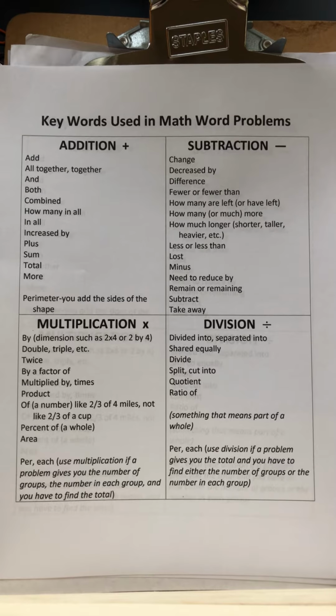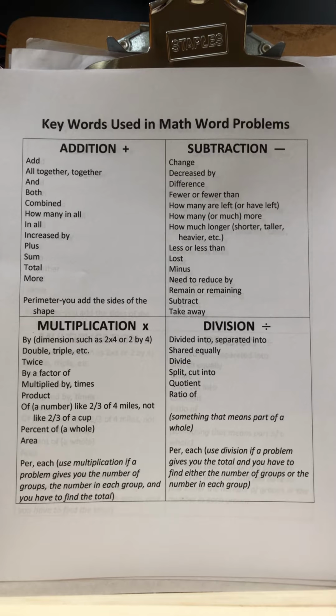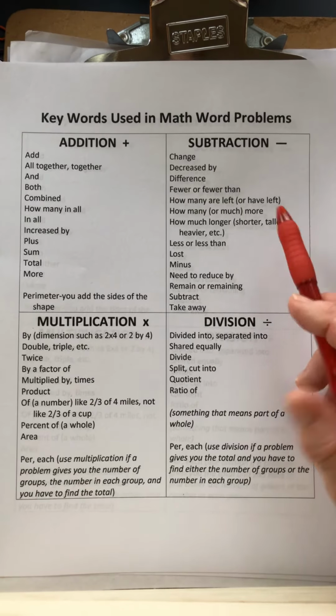Now, if you see the word perimeter, it means you're going to add. You're going to add the sides of the shape, all the outside edges, whatever the shape is.